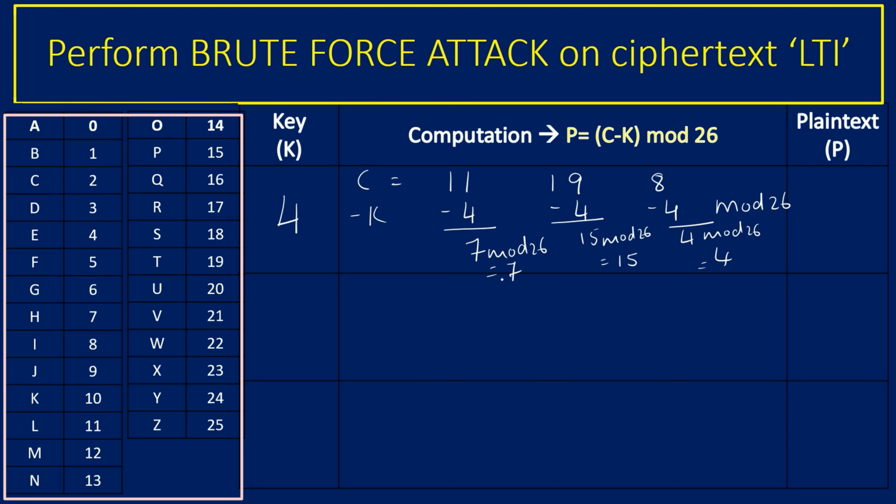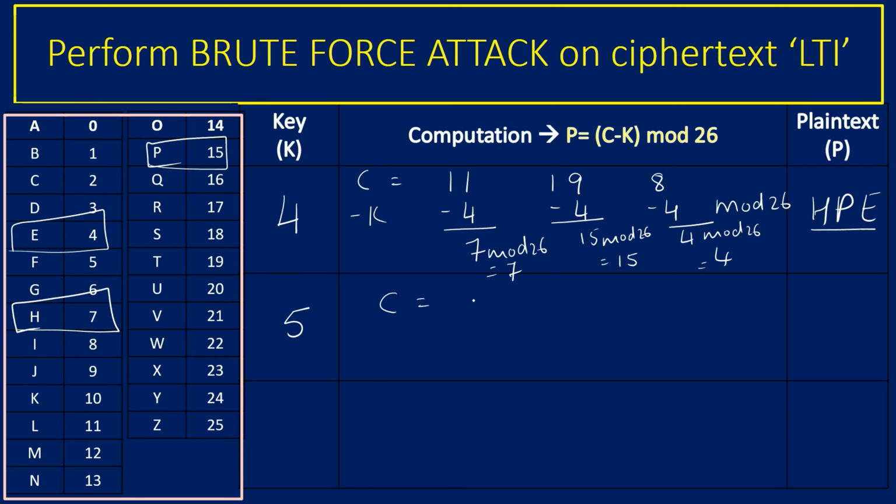Then he checks what are the letters corresponding to these numbers from the table on the left. So 7 corresponds to H, 15 corresponds to letter P, and 4 corresponds to letter E. The word HPE again does not make any sense, so the attacker moves on with the next key, that is 5.